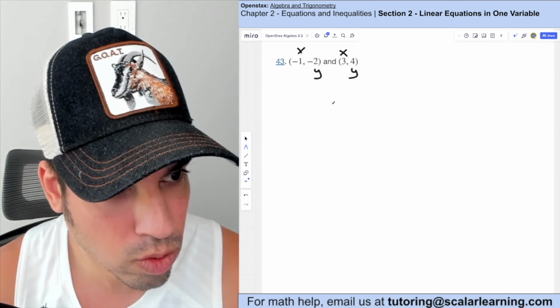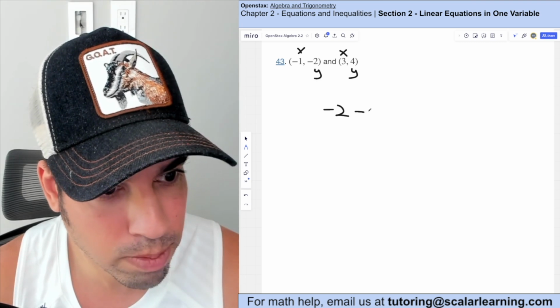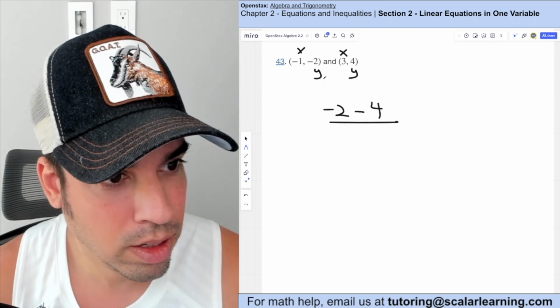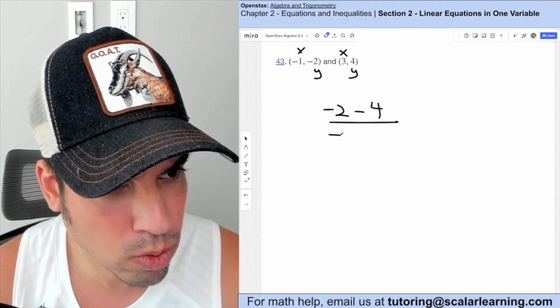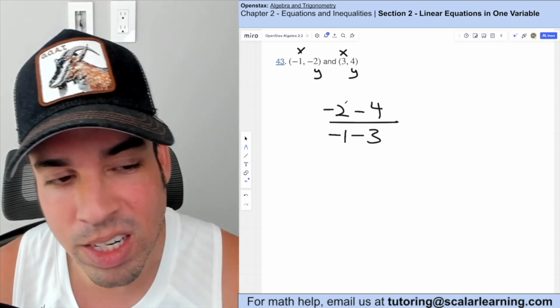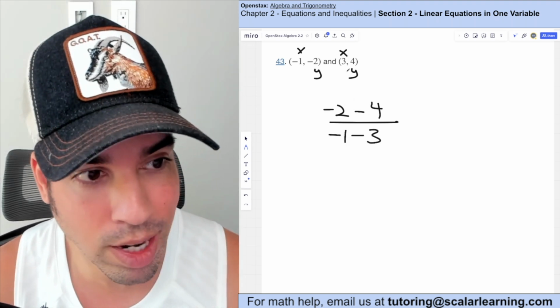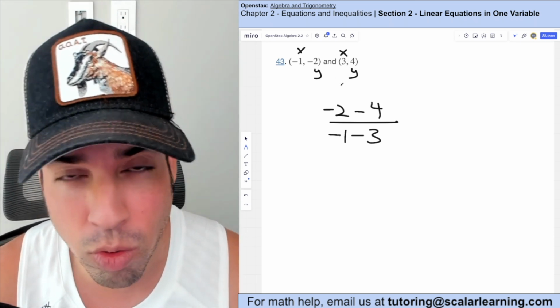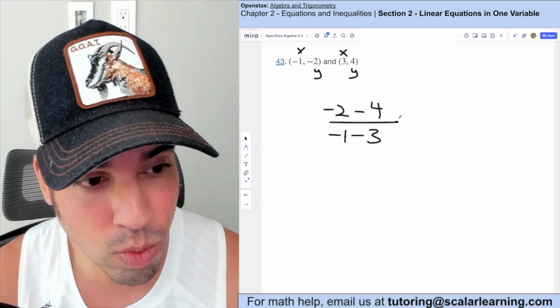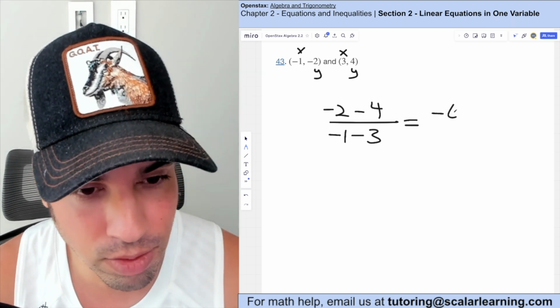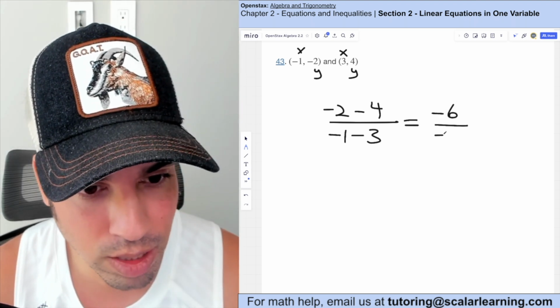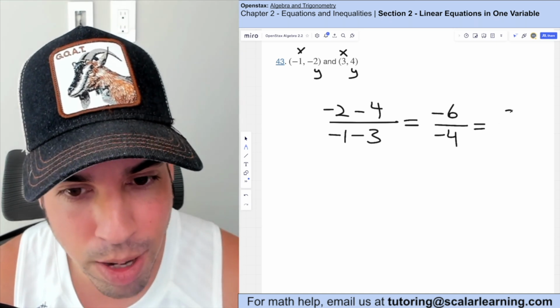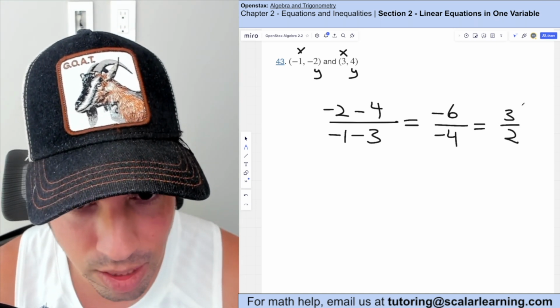Once again, to get the slope, we take the difference of the y's over the difference of the x's. So y1, -2 minus 4, over -1 minus 3. Remember, it doesn't matter so much which order we go in. I could have gone in the opposite order and we would get the same answer. You just have to choose an order and stay consistent with both x and y values. This gives me -6 over -1 minus 3, which is -4. That reduces to positive 3 over 2 as the negatives cancel out.